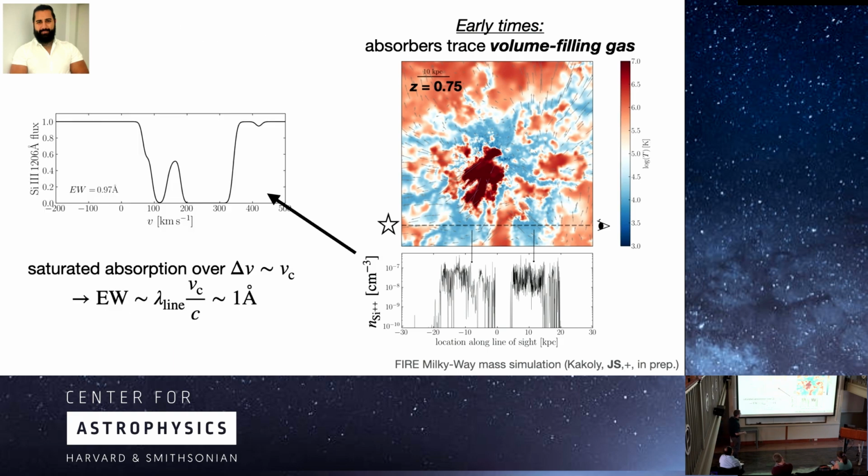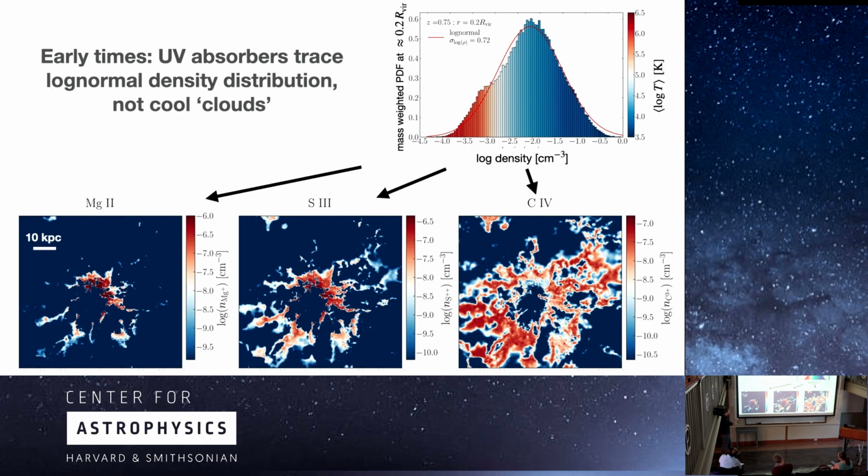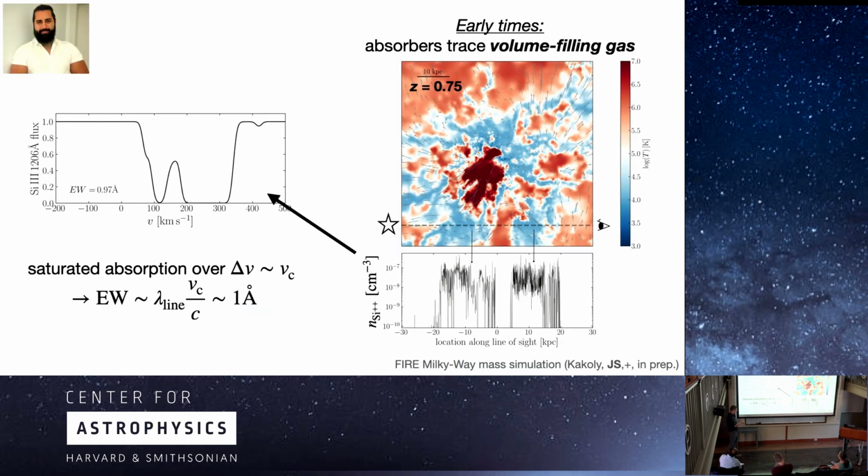And of course, when you have lots of cool gas, the strong absorbers become saturated, and then you can analytically estimate what their equivalent width is expected to be. For the velocity scales that we expect at this mass and redshift, we expect an equivalent width of order 1 angstrom.